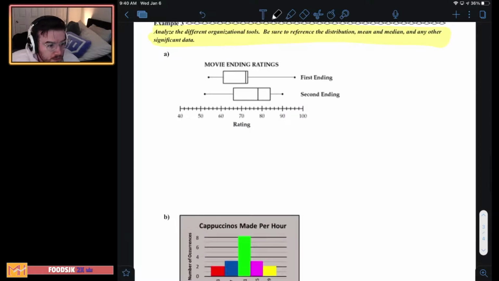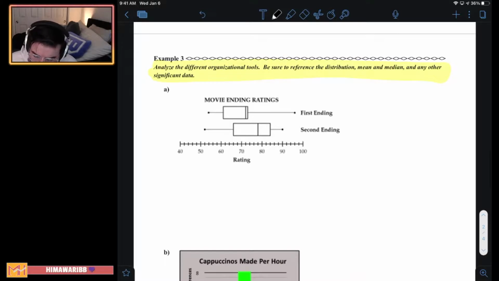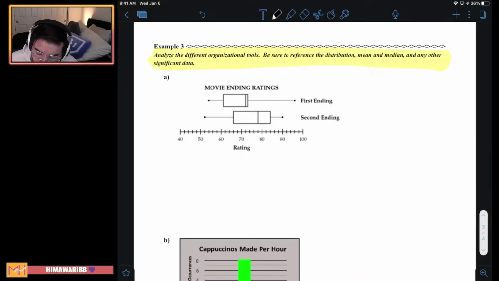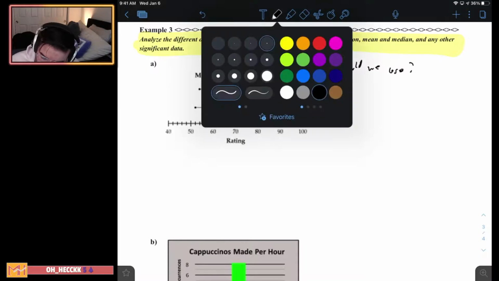All right, last two here. We're only at 16 minutes. This is awesome. So analyze the different organizational tools. Be sure to reference the distribution, mean, median, and any other significant data. So analyze the different tools. So basically, which one should we use? Right? Which tool should we use? Well, let's start to analyze this.